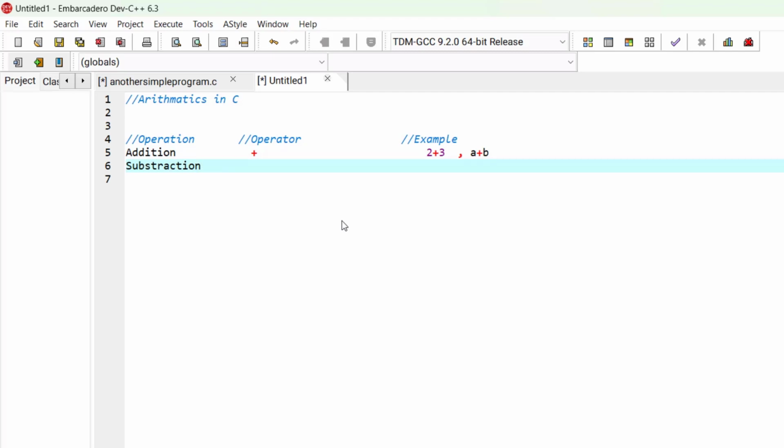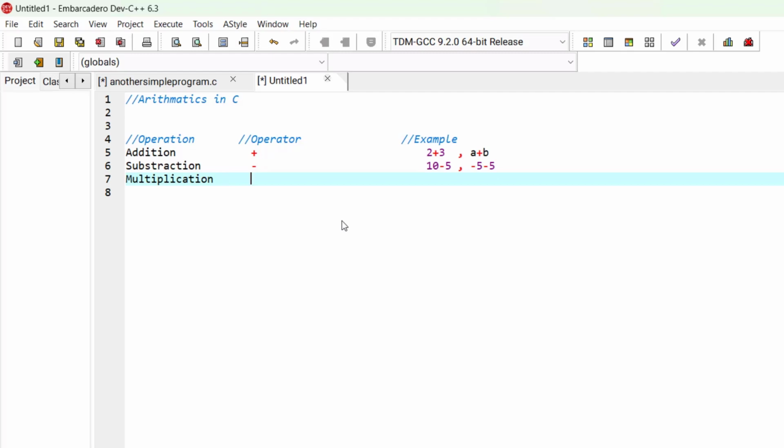The next operation is subtraction, and the operator for subtraction is a minus sign. We can have an example of 10 minus 5, or 5 minus 5. The next operation that we have is multiplication. The operator for multiplication is asterisk. Let's have an example, 2 times 3.